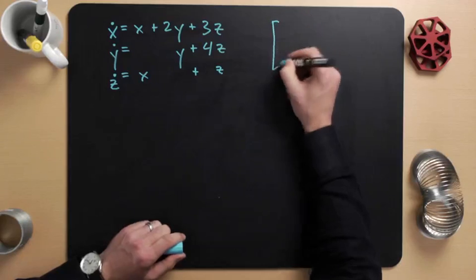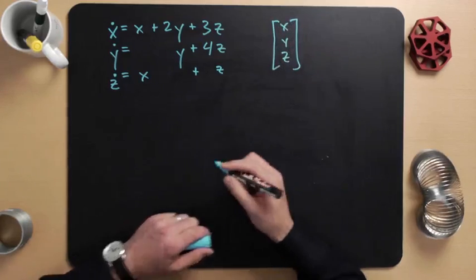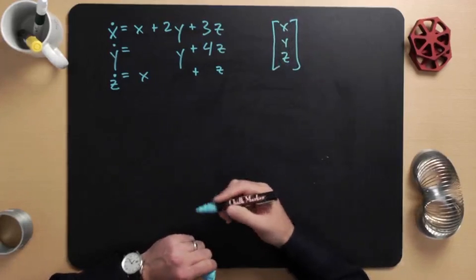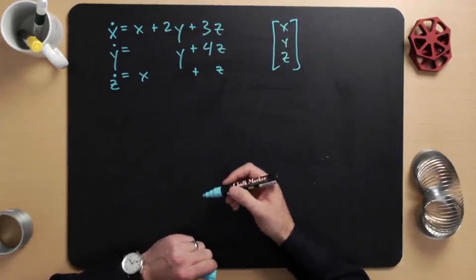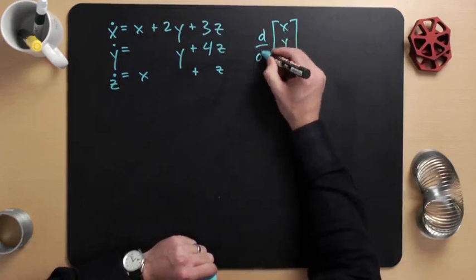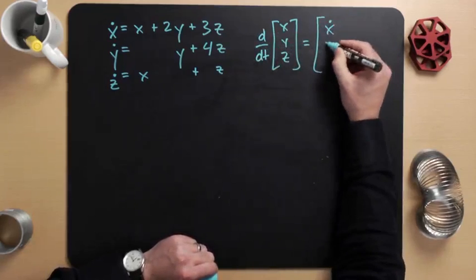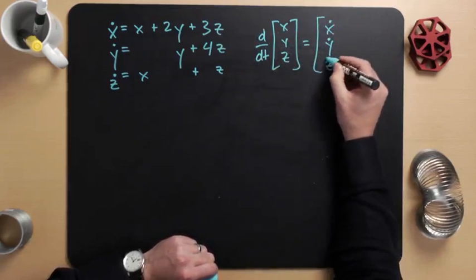You can imagine that if I had 50 or 100 or even 1,000 states here, this could become very challenging to manage. I'm going to group the states together in a single vector, x, y, z. And by definition, the time derivative of this vector of states is equal to the vector of time derivatives of the states. That is, d dt of that vector is equal to the vector x dot, y dot, and z dot.